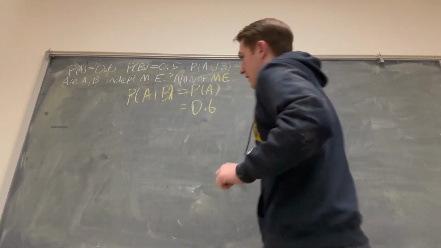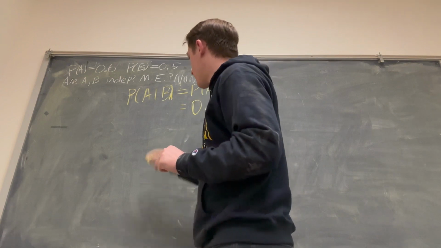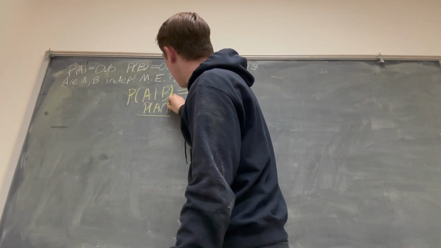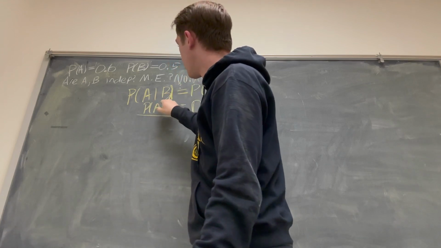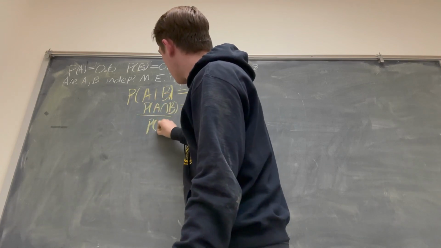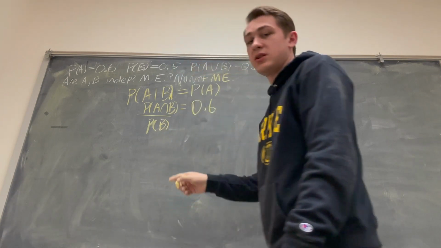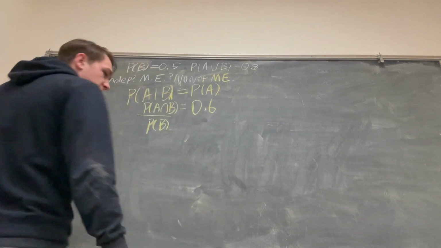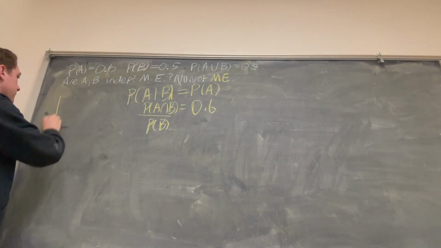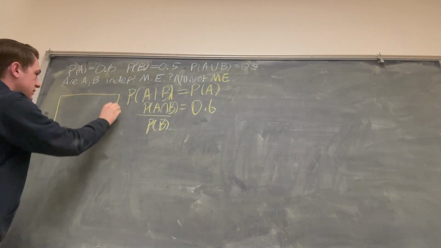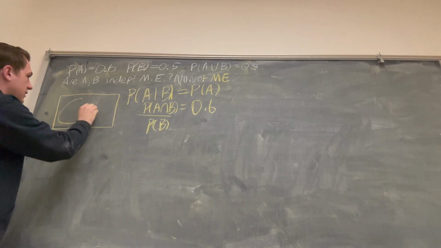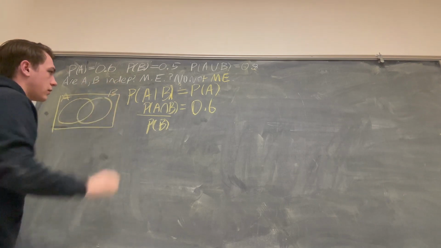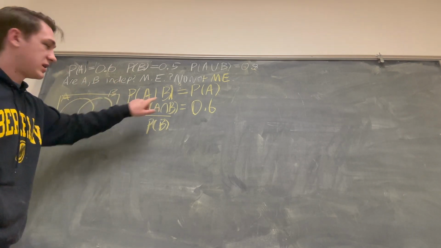And now we're going to ask about A given B. The formula for A given B is probability of A intersect B over the probability of B. And let me show you why this is true, because it's not at all obvious. So I'll do that over here. You have an outcome space. You have events A and B. And you want to know what A given B is.